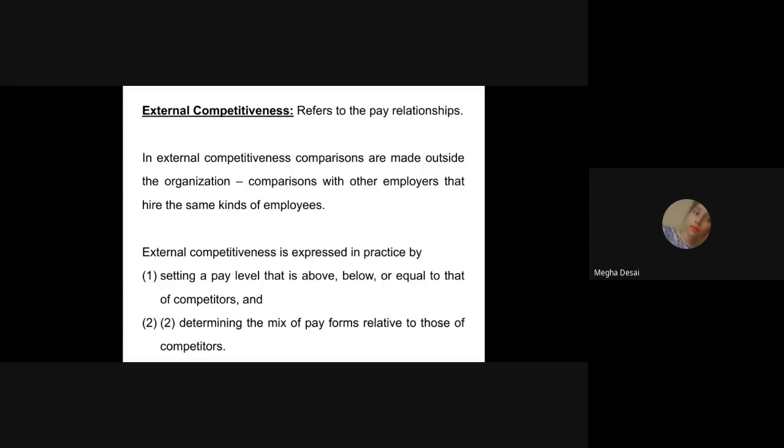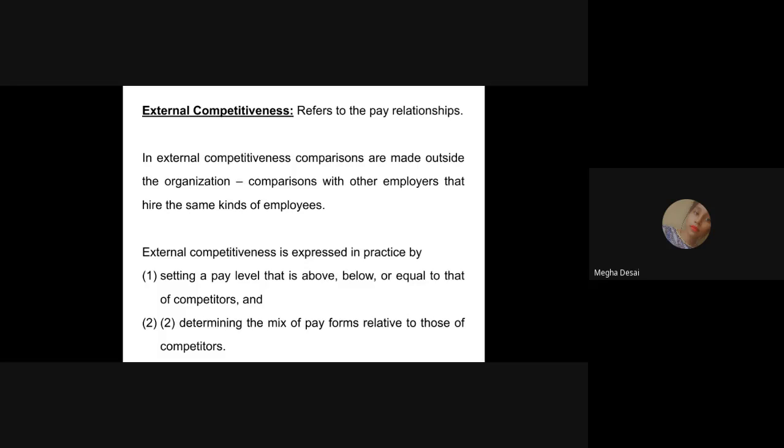When you weigh the jobs between two similar organizations, both may have a difference in the pay mix, but the value won't come down. Somewhere more concentration is given to cash, somewhere more concentration is given to the benefits. It depends. So, determining the mix of the pay forms related to those of competitors.